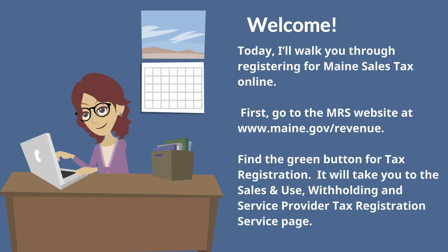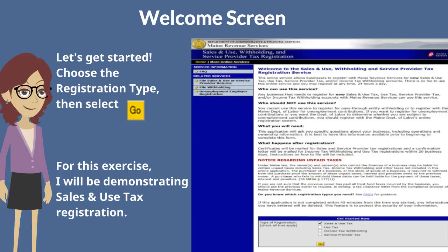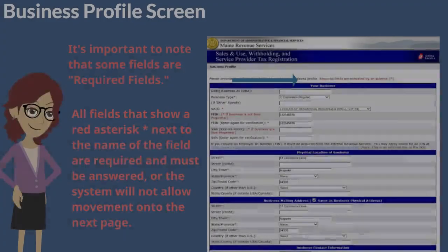Welcome. Today I'll walk you through registering for Maine sales tax online. First, go to the MRS website at www.maine.gov/revenue. Find the green button for tax registration. It will take you to the Sales and Use, Withholding, and Service Provider Tax Registration Service page. Let's get started. Choose the registration type, then select Go. For this exercise, I will be demonstrating Sales and Use Tax registration.